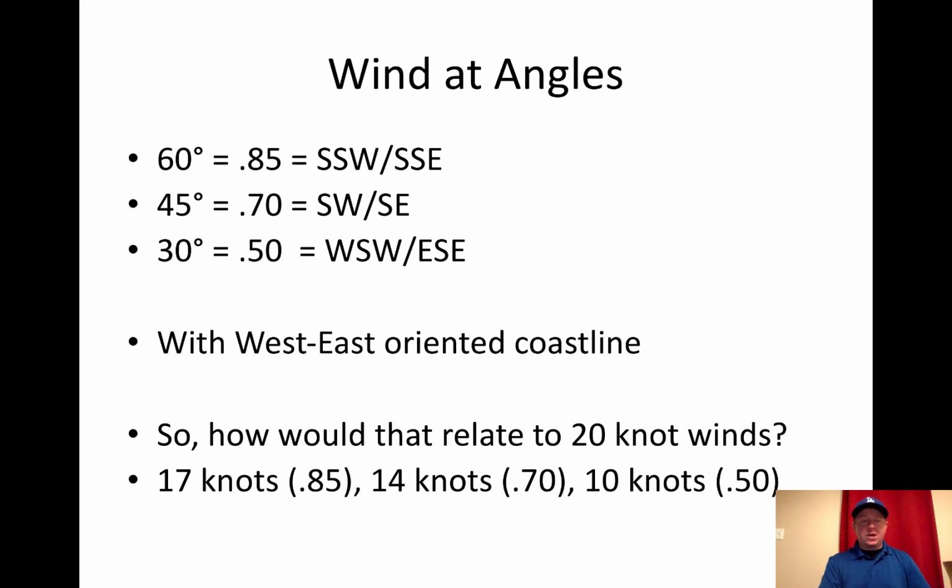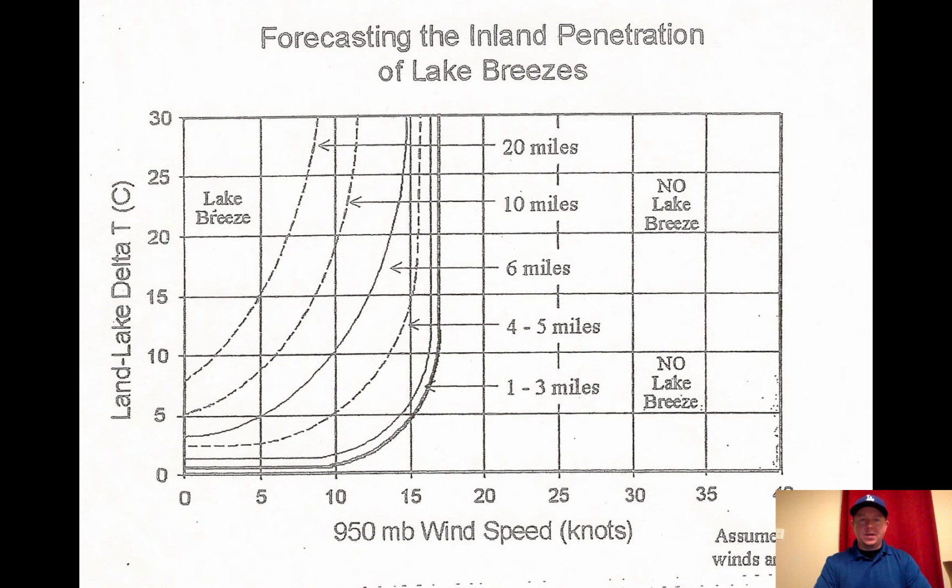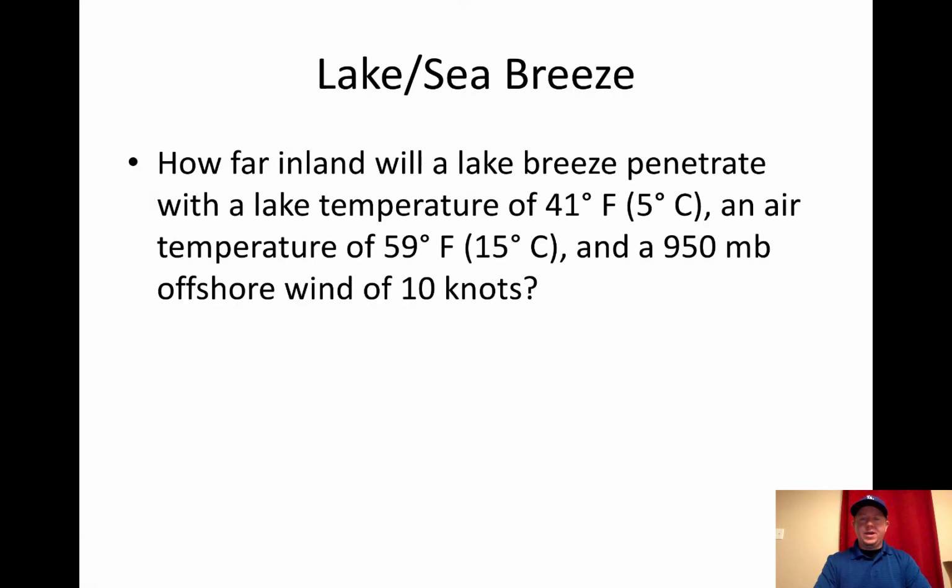Changing that wind speed, either opposing or helping it, will really affect how far inland that lake or sea breeze goes. All right, and then of course the gradient. The stronger the gradient, that's going to affect it as well. All right, so here's the sheet we're using. Here's our land-lake delta T, so the difference, that's that delta there. So if it's a difference of 10 degrees Celsius and the wind speeds in knots are opposing at 10, let's line it up. How far inland should the lake breeze go? It's that simple, okay?